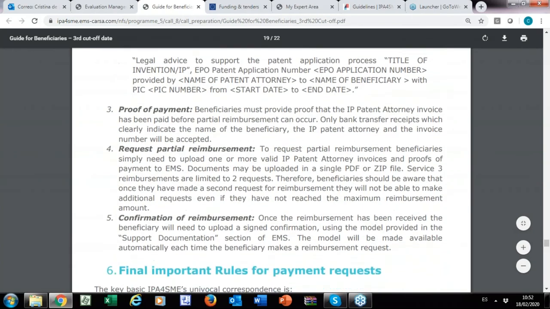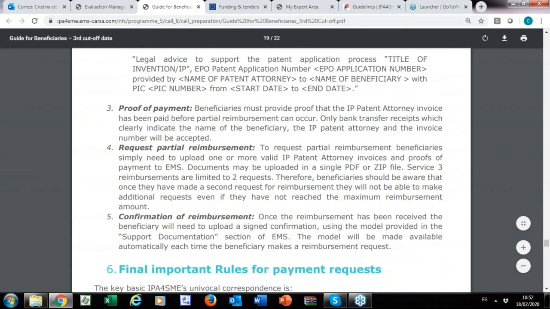Proof of payment. Proof of payment is a bank transfer receipt or a bank certification. It's important that we can keep the traceability of that proof of payment corresponding to the invoice that corresponds to the patent, etc., so everything makes sense and everything is connected. The documents will be validated and the reimbursement will occur within the next weeks after checking.